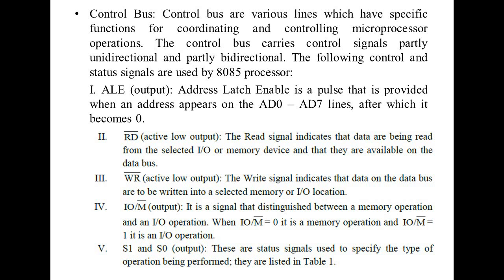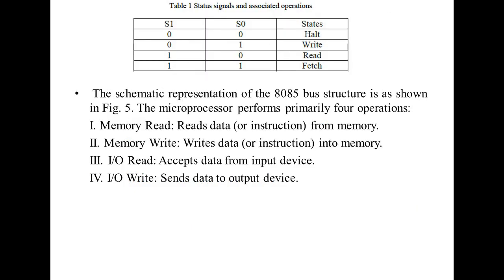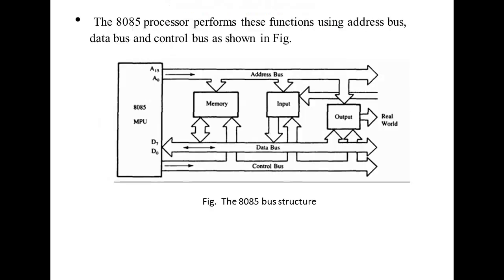S1 and S0 are the status signals. They specify the specific type of operation, as indicated in this table. If both S0 and S1 are 00, it indicates the halt state. 01 indicates the write state, 10 indicates the read state, and 11 indicates the fetch state. So the microprocessor performs these 4 operations: memory read, memory write, I/O read and I/O write operations.